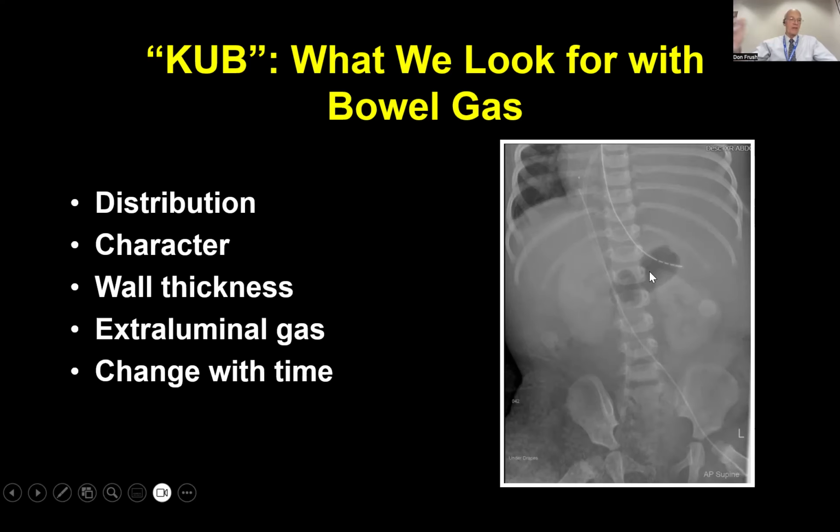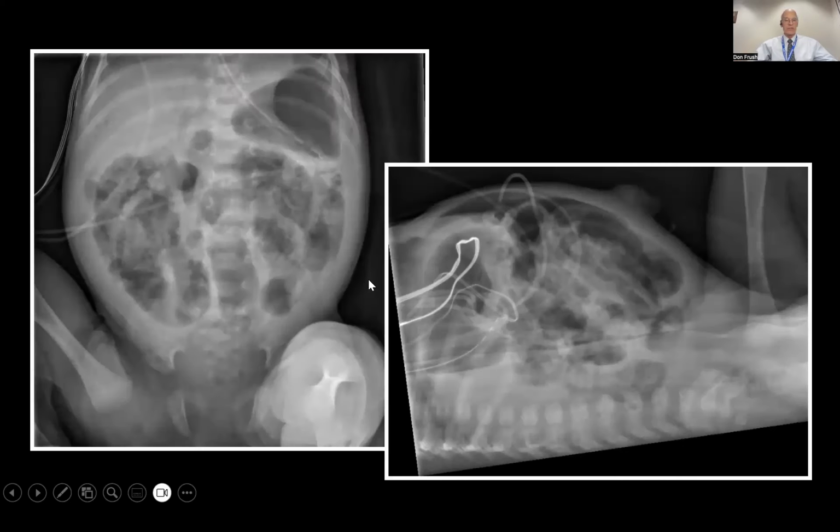If you think about it, your bowel is constantly peristalsing. Gas should be distributed differently even 5-10 minutes later. If you have persistent distended bowel segments over an hour, 2 hours, 4 hours, etc., then you have to consider that that's abnormal. So these are the kinds of things we look at, and I'll show you an example here.